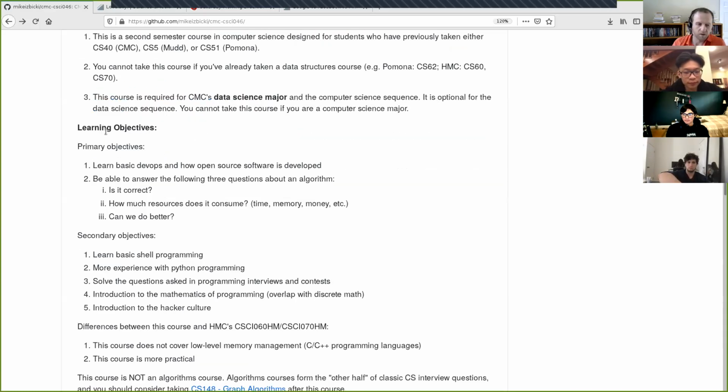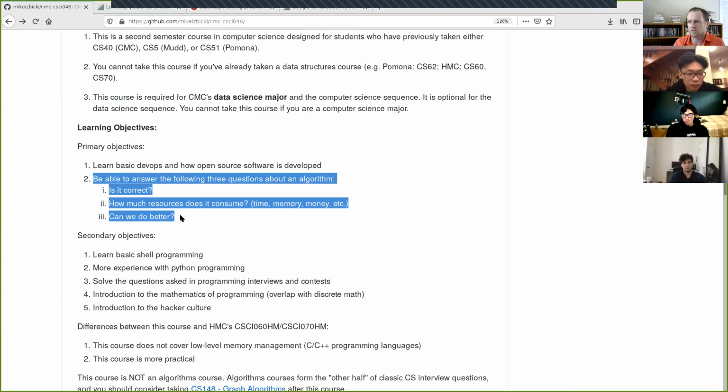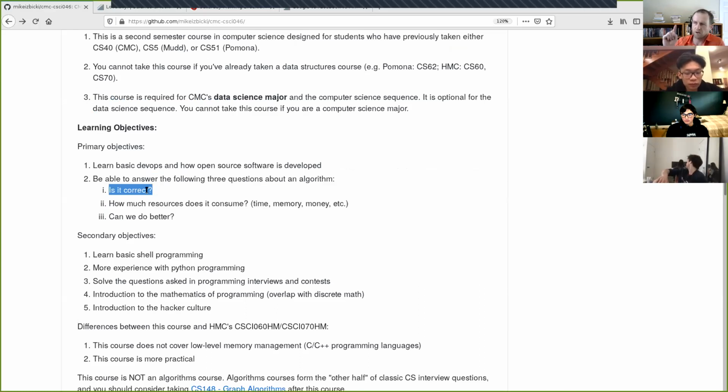Okay, so what are we going to cover in this class, our learning objectives? I want to start with the second objective here because this is the standard data structures material. Every data structures class is going to cover this. We're going to ask 3 questions about our code. The first is: is our code correct?